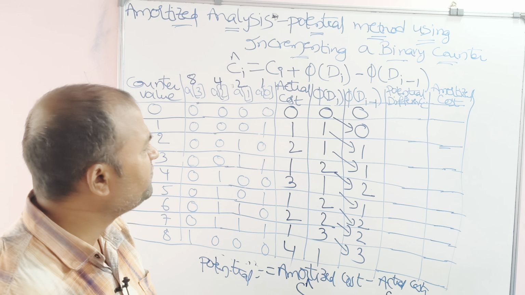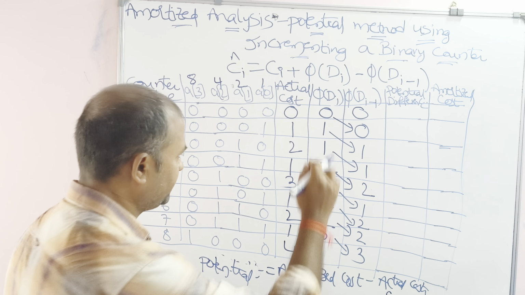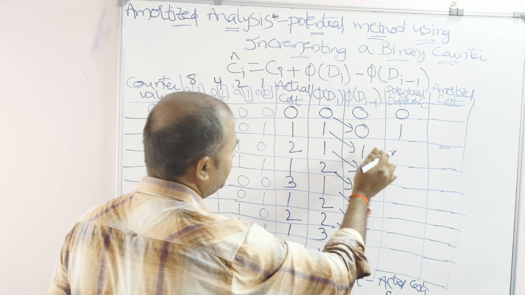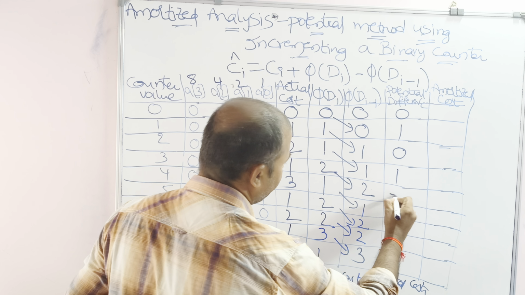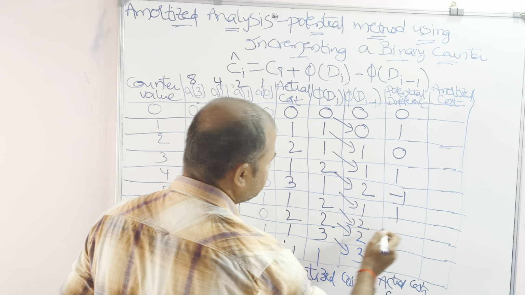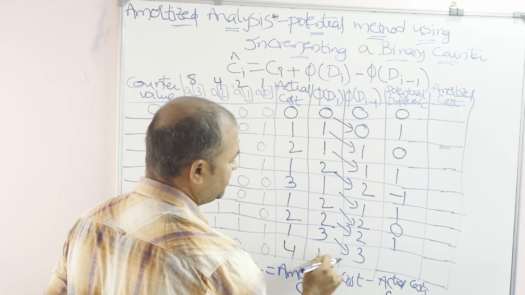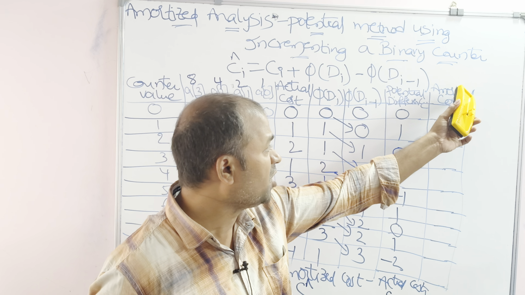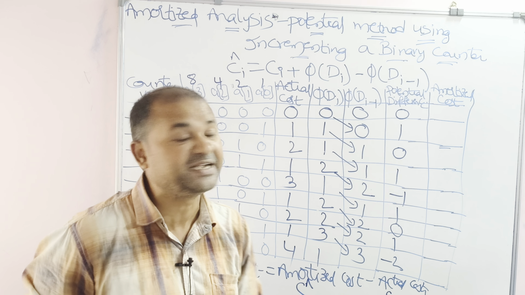Next, potential difference means this value, pi of di minus pi of di minus 1. So 0 minus 0 means 0, 1 minus 0 means 1, 1 minus 1 means 0, 2 minus 1 is 1, 1 minus 2 is minus 1, 2 minus 1 is 1, 2 minus 2 is 0, 3 minus 2 is 1, 1 minus 3 is minus 2. Next, the formula for the amortized cost is actual cost plus potential difference.